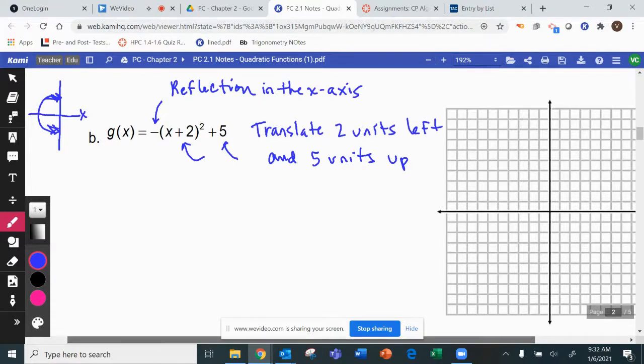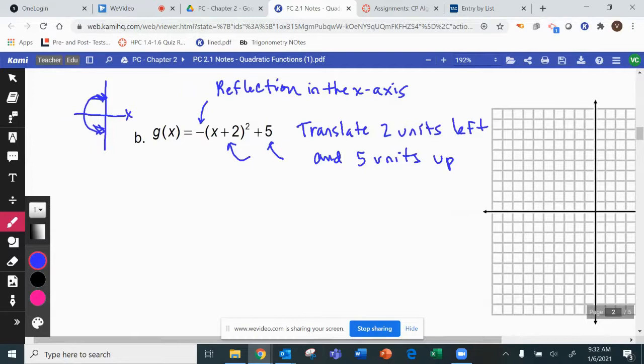My stylus just turned off. Oh, there we go. All right, so we wrote down our transformations. Now I'm going to make a table. And I'm going to use -3 to 3.